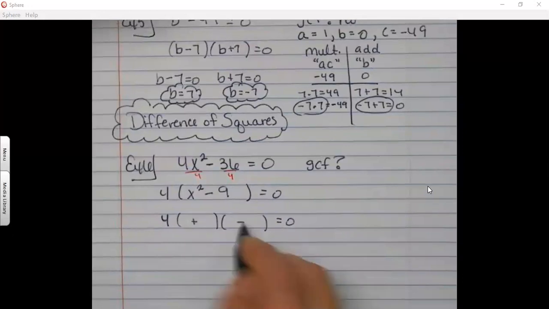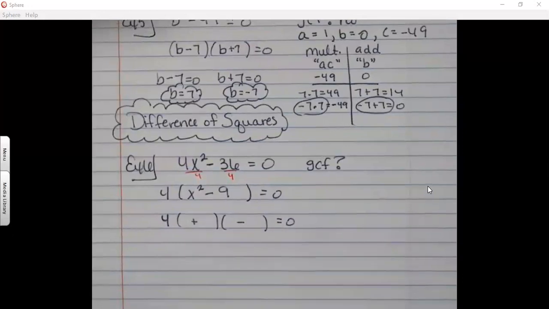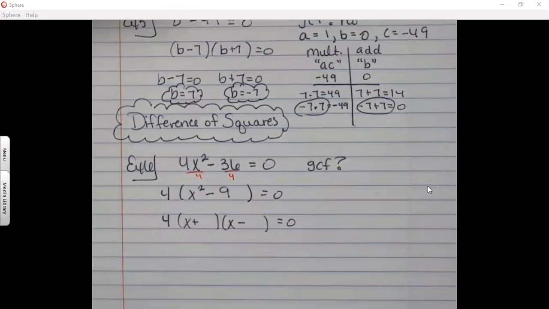The first term of each set is the square root of the first term. What's the square root of x squared? X, because x times x is x squared. The second term in each set of parentheses is the square root of 9. Don't worry about the sign, just worry about the 9. What's the square root of 9? 3. Factored.